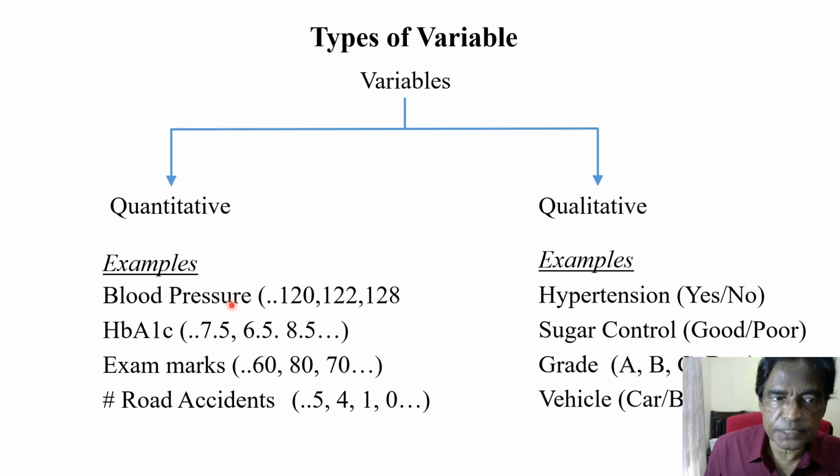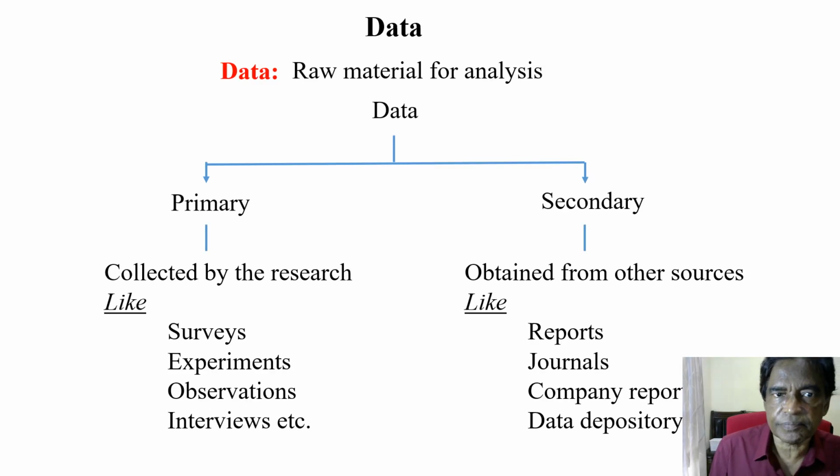Later, when describing these variables, for quantitative ones we use mean, standard deviation, median, that kind of thing. But for qualitative ones, we talk more about frequencies and percentages, right? So this is very important. At the beginning itself, when you start your research, identify the variables and see how they're measured.